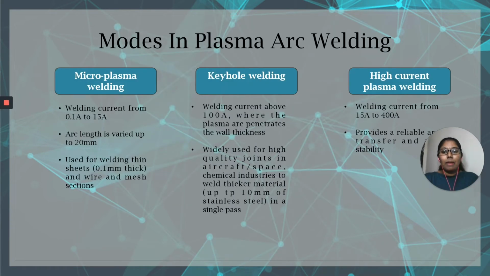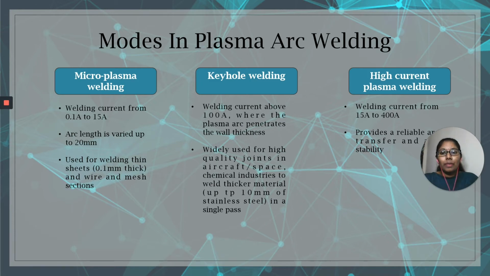Plasma welding has three different modes of operation that are determined based on the current, plasma gas flow rate, and orifice diameter. These are microplasma welding, high current plasma welding, and keyhole welding.